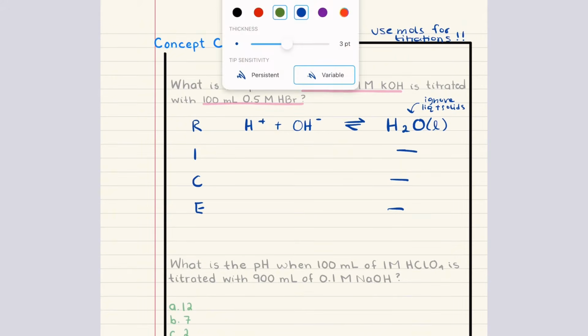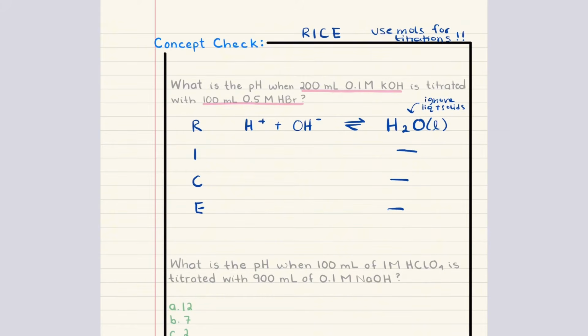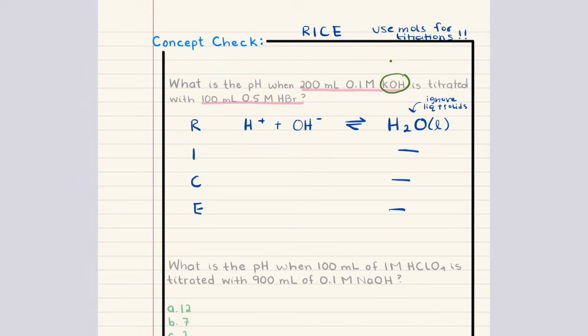Next, we're going to translate each solution to moles before mixing. So potassium hydroxide is a strong base. It's going to supply hydroxide. Its molarity is 0.1, which means 0.1 mole per liter. To convert this to just moles, we are going to multiply it by the volume, which is 200 milliliters or 0.2 liters. When we multiply that out, we get 0.020 moles of hydroxide ions.